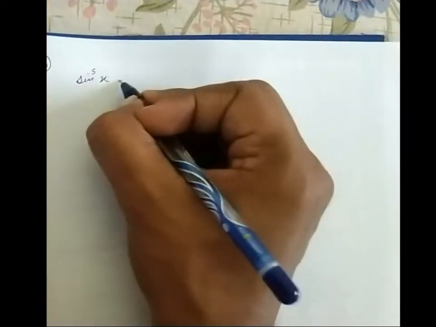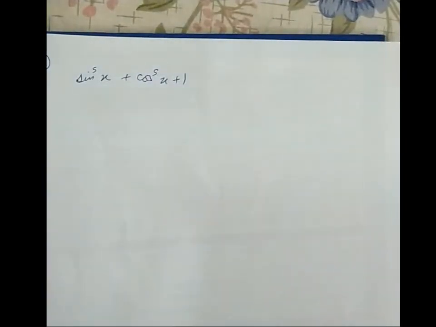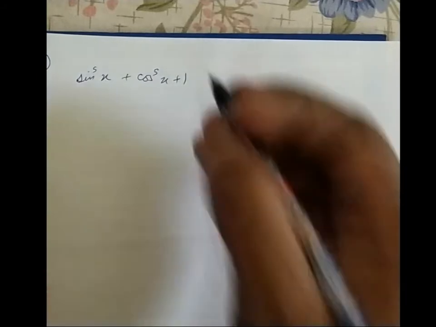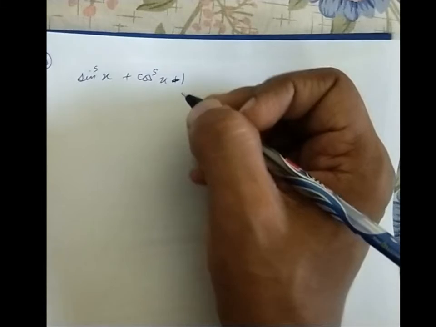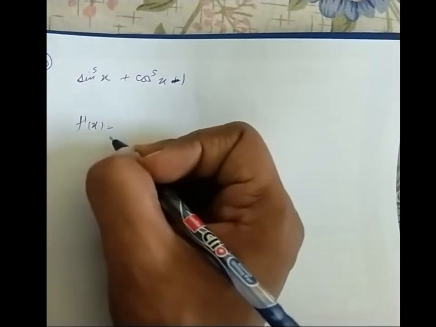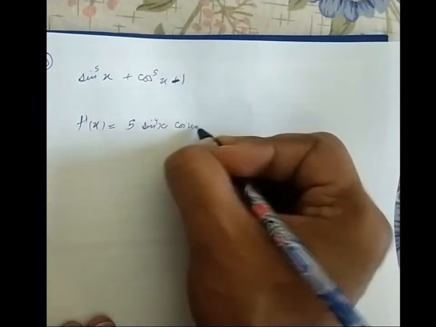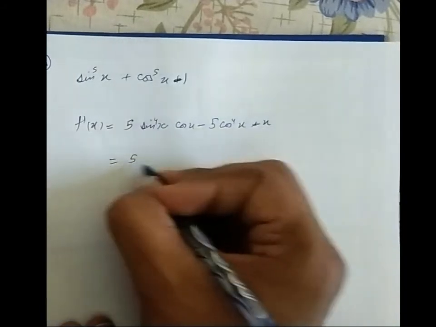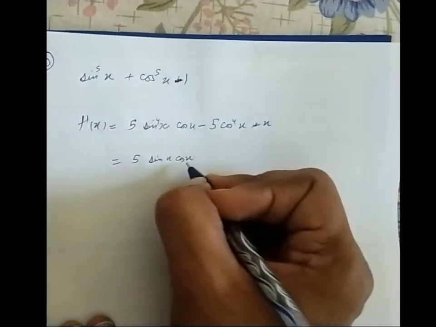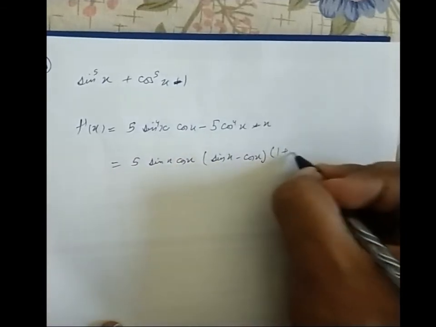So we have been given a function sin power 5x plus cos power 5x minus 1, x belongs to 0 to pi by 2. We need to calculate where the function is increasing and decreasing. Let's calculate f dash first. So f dash would be 5 sin power 4x cos x minus 5 cos power 4x sin x, which is equal to 5 sin x cos x, sin x minus cos x and 1 plus sin x cos x.